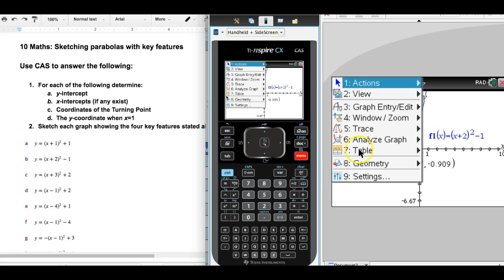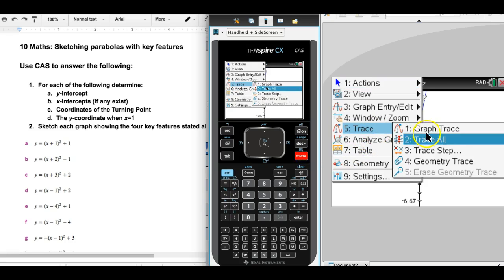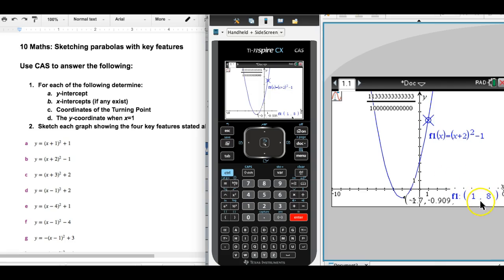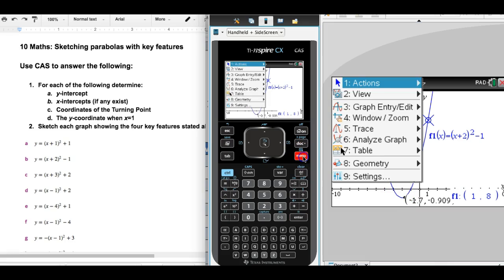Another thing you can do, which I just realized, graph trace. If you wanted to, you can do x equals 0, and it's put it there for you. 0, 3. Just while I'm there, let's do x equals 1. It is 8. You can substitute it in there also. So if I had 1 plus 2 is 3, 3 squared is 9 minus 1 is 8. So that's all good.